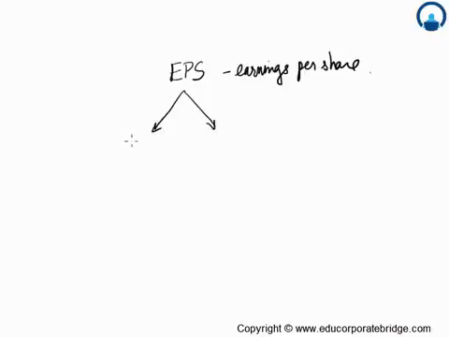In this set of video tutorials, we will discuss what is EPS or earnings per share, and why this is the most important measure which an analyst or an investor would look at. When we talk about EPS, they are classified into two types: one is the basic EPS and the second is the diluted EPS, both of them being equally important.